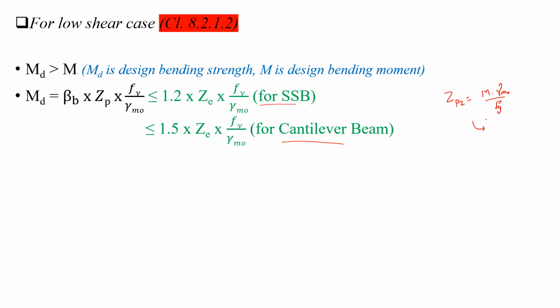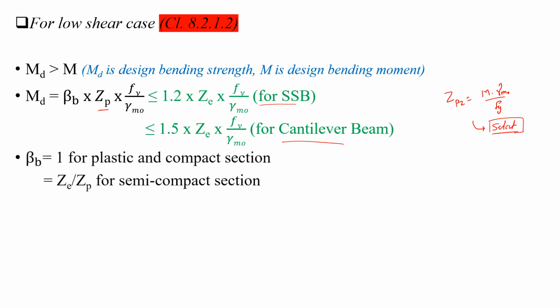And from the value of ZPZ, you are going to select an I section, right? Whatever the ZPZ value of the selected section, that value you have to use here. That is called ZP, which is the plastic section modulus. These are the two conditions to find the value of MD, the design bending strength, for the simply supported beam as well as for the cantilever beam, right?